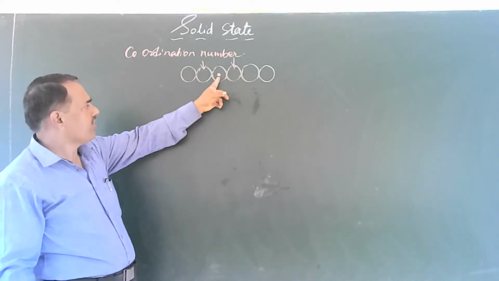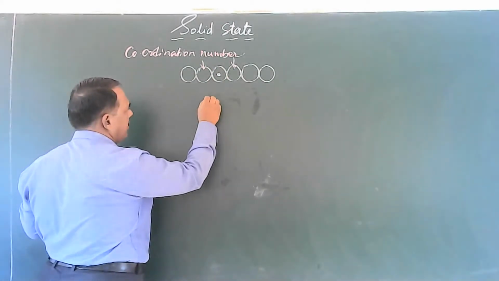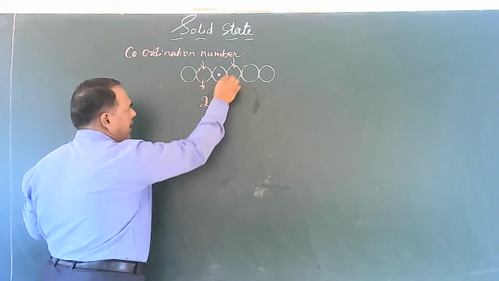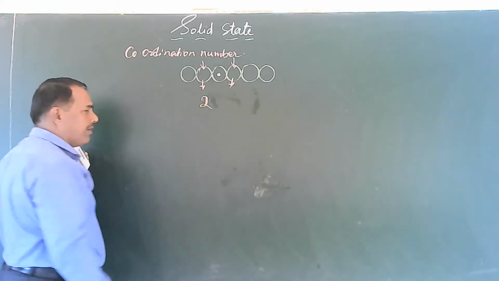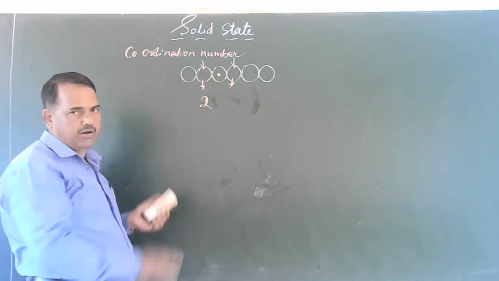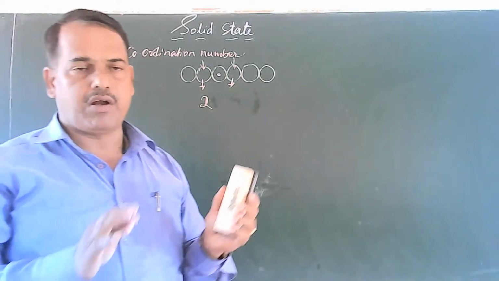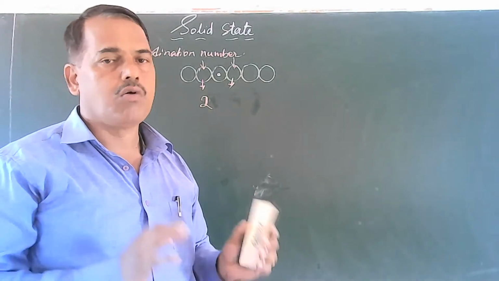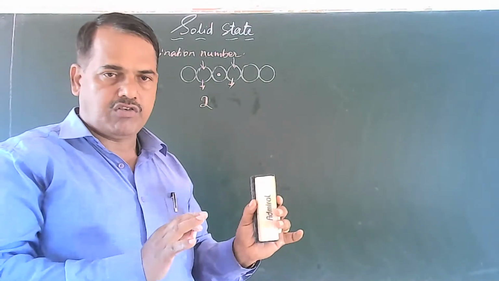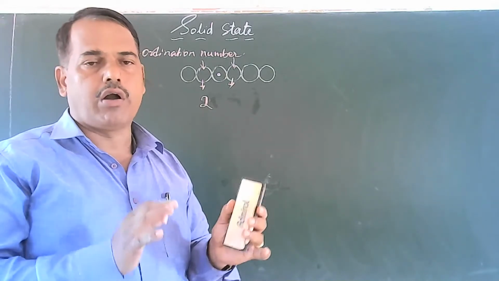And here, what is the coordination number? Coordination number in one dimension is only 2. So this is 1 and this is another. What do you mean by coordination number? The nearest neighbors of a particle. The nearest neighbors of a particle is called what? Coordination number. In one dimensional arrangement, what is the coordination number?